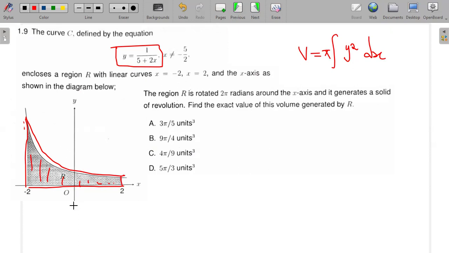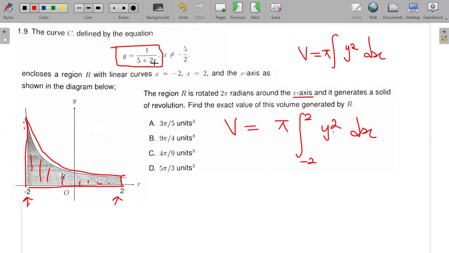So this thing here is being rotated around the x-axis like that. Okay, so it forms a solid of revolution. Find the exact value of this volume. So the volume of revolution rotated 2 pi radians around the x-axis is given by pi, and then the integral from the lowest point of x to the highest point of x, so minus 2 to 2, of y squared dx. But what is y squared?